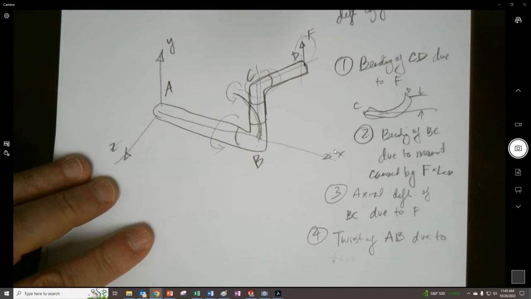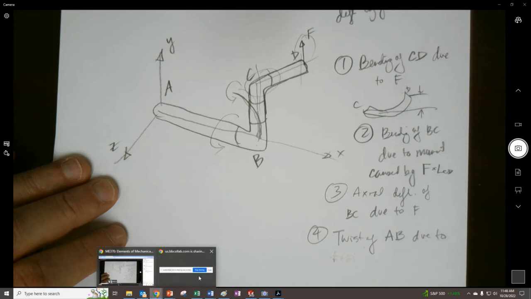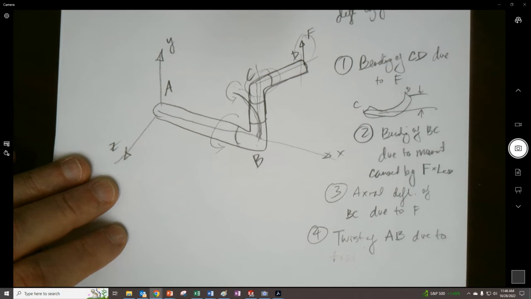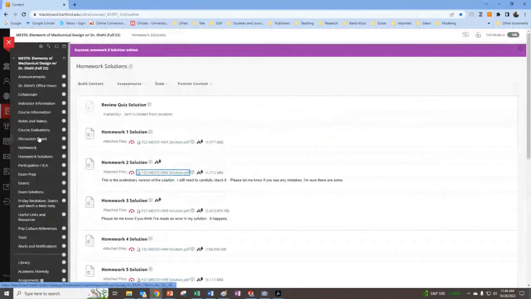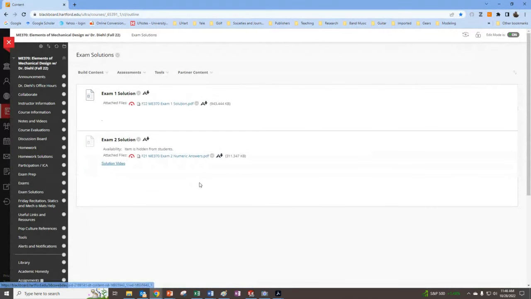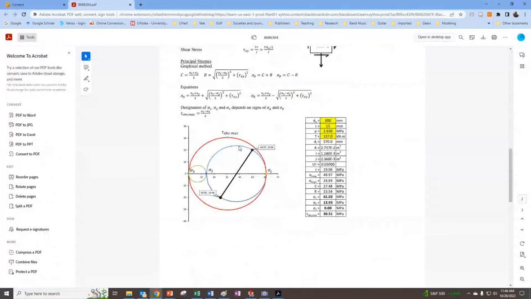Will there be any curved sections in there? I don't think I'm going to do any bent curved beams, even though I don't think we did it on exam 1. I can't remember back to exam 1. It seems like it was a long time ago. So we have exam solutions. And yeah, we didn't do any curved beams on there.